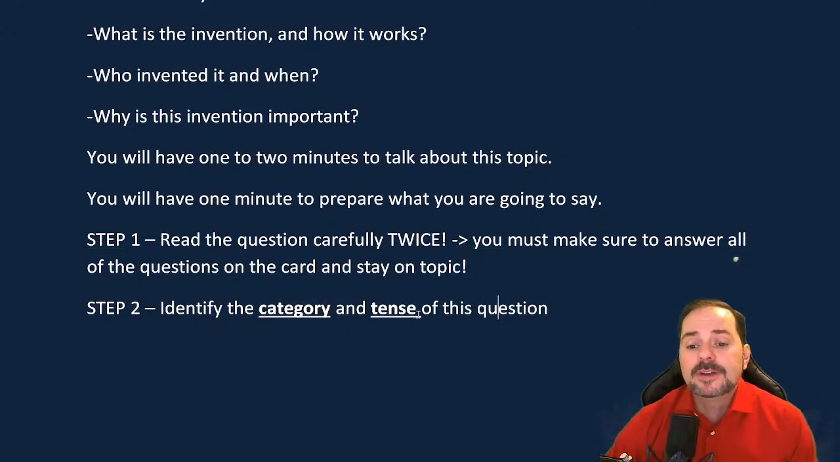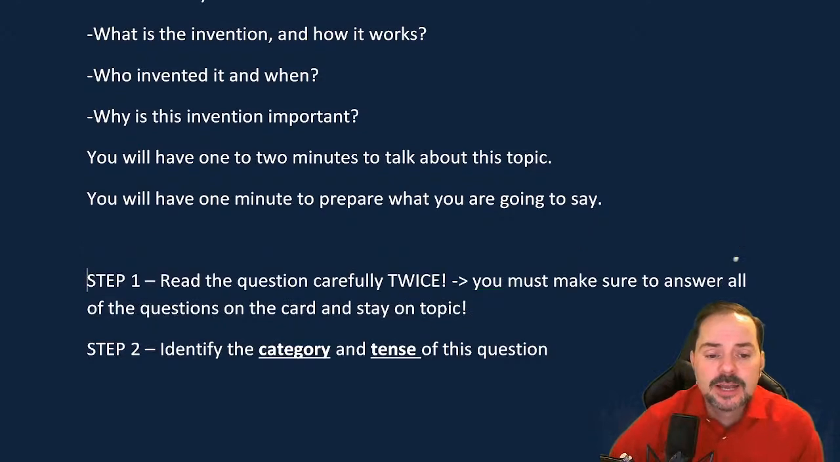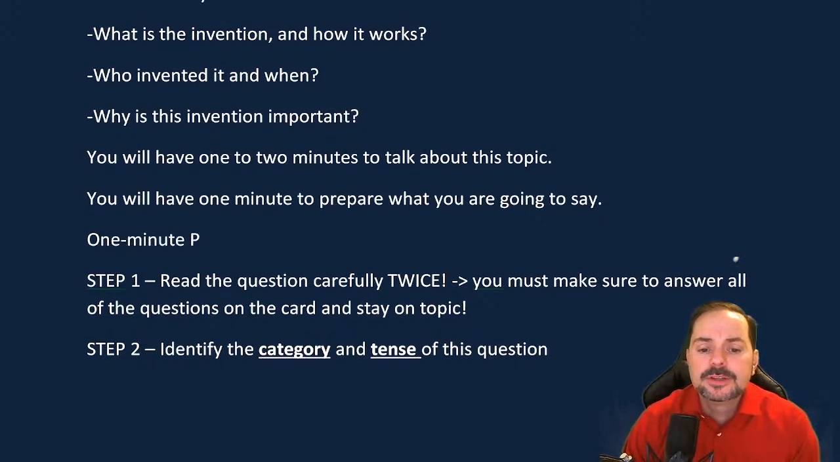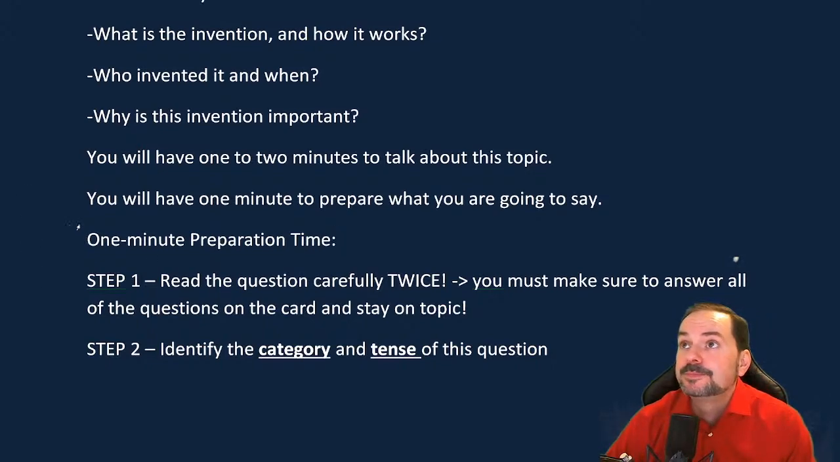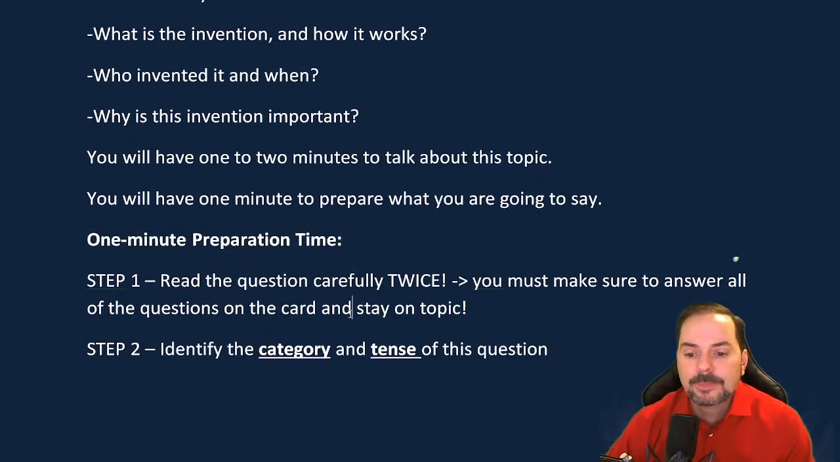So we're going to identify the category and the tense of this question, and when you're practicing this at home, you're going to be able to do this very quickly in your 1 minute preparation time. So this step 1, step 2 is in your 1 minute preparation time, okay? This is what you have to do, all right? Aniket, Facebook may be also not a very good choice. I'm going to show you why, okay? All right.